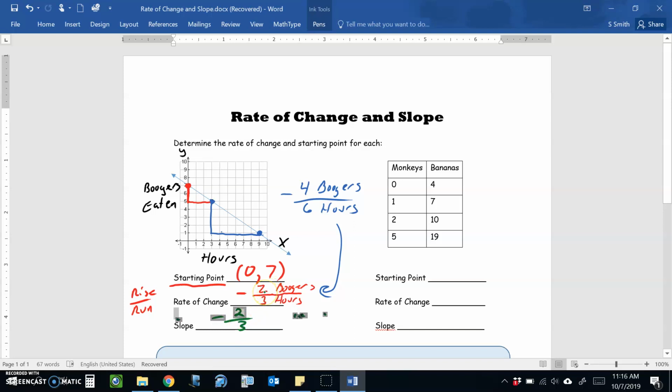Here's the thing. Rate of change is the same thing as rate, just without the units. That's it. It's just the number.